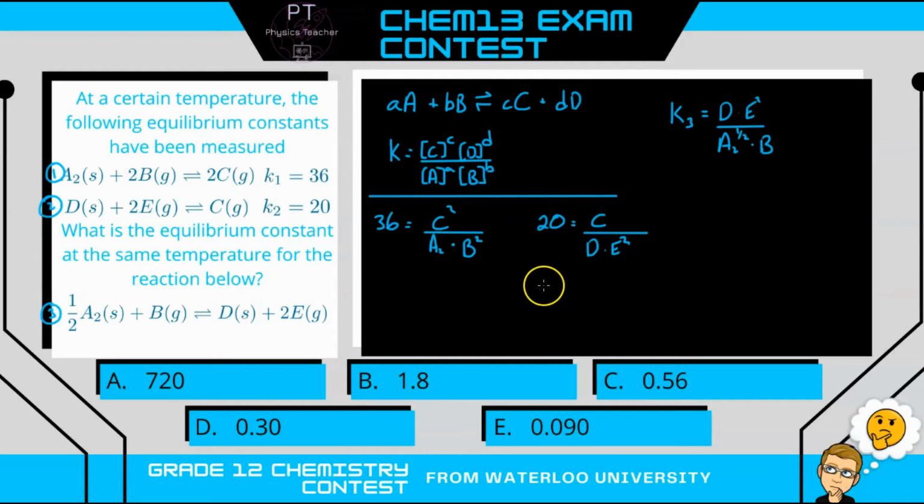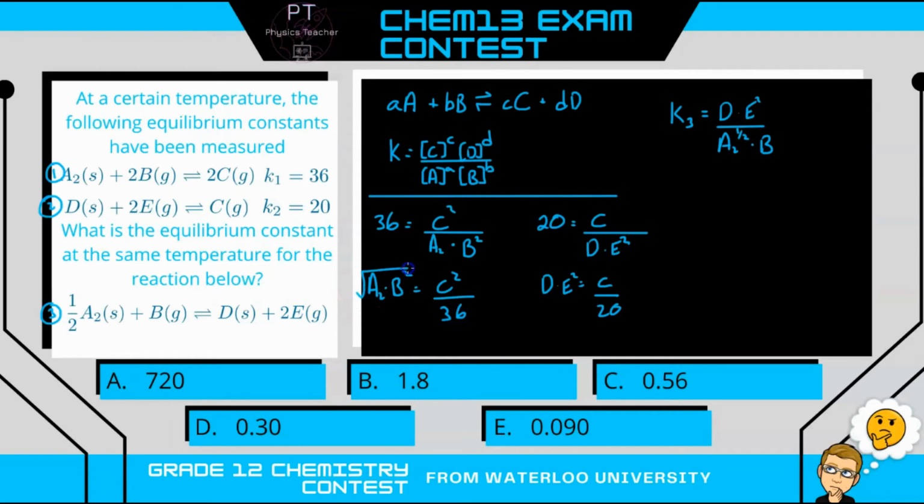So let's rearrange this equation to DE squared will equal C over 20. And I can substitute that in here. Well, what about this? A2 to the half times B. Pretty close, but let's rearrange this. So A2 times B squared will equal C squared over 36.